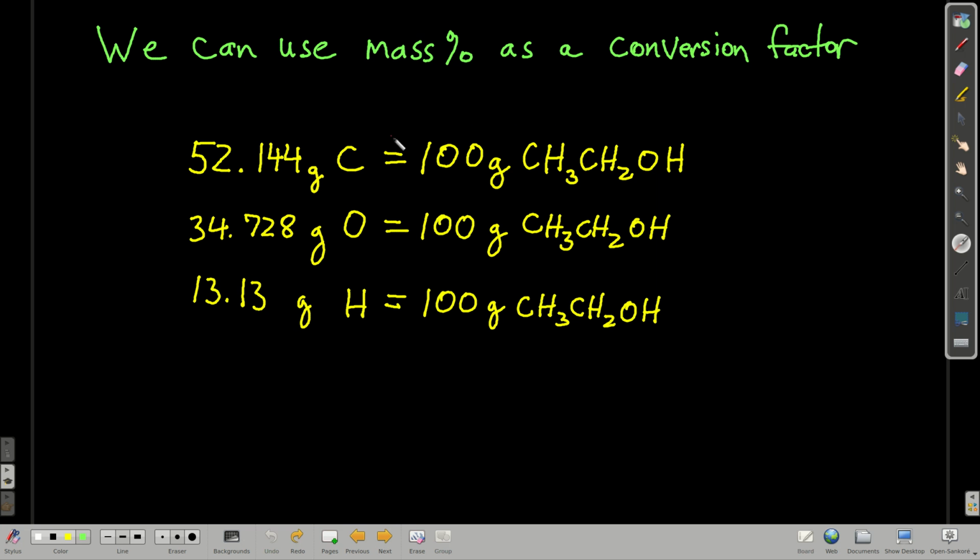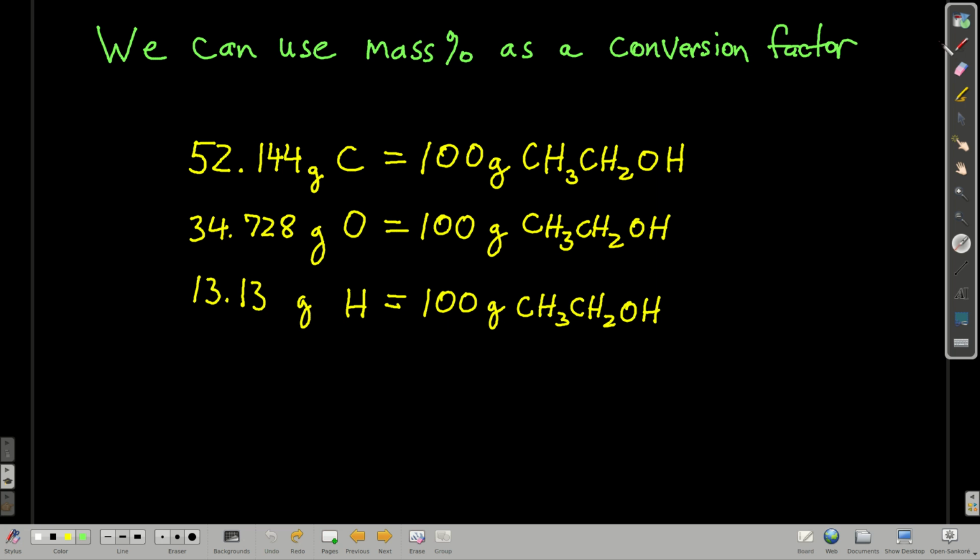Now, we can use the mass percent as a conversion factor if we know, for example, in ethanol, that it's 52.144% carbon by mass. The conversion factor would just be that there are 52.144 grams of carbon in or equal to 100 grams of ethanol. It doesn't have to be grams, it could be kilograms, it could be ounces, it's a ratio, right? As long as it's the same on both sides of the equal sign. And the percent oxygen is the grams oxygen in 100 grams of the compound, and same thing for hydrogen.